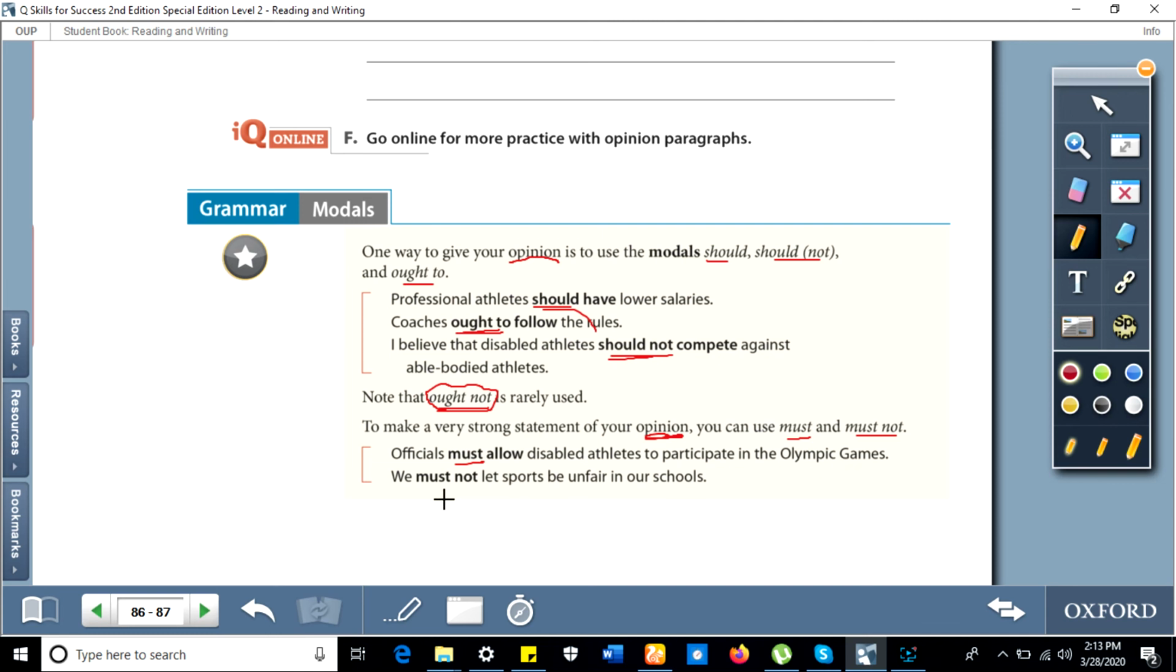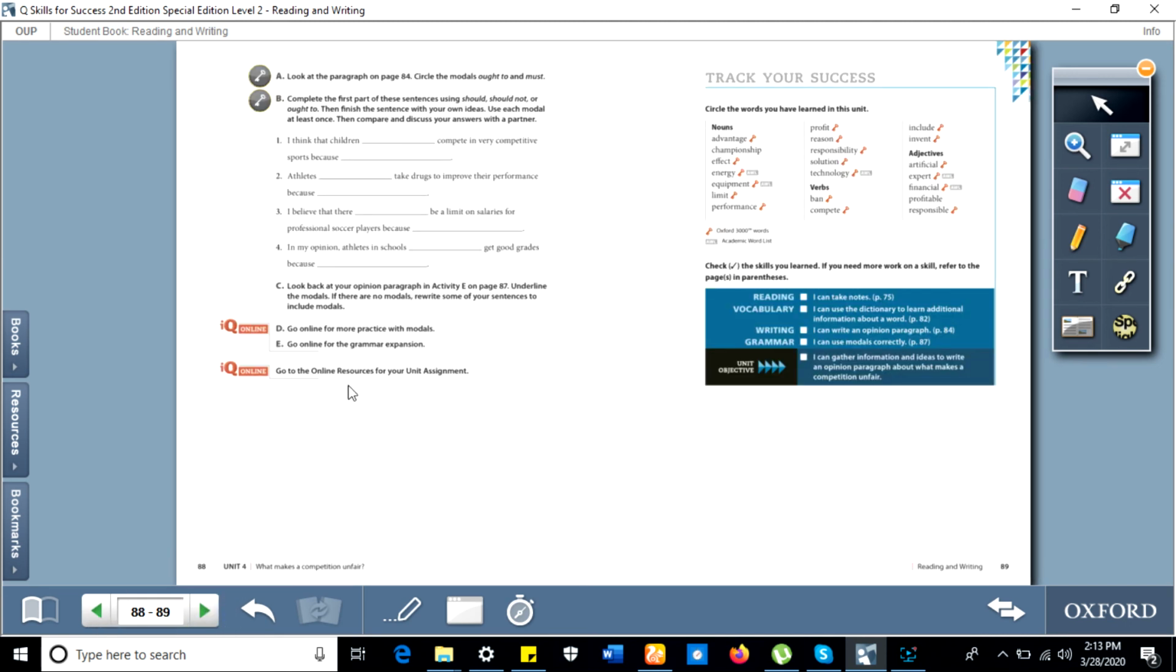So when you look here, you must not here also. You can use must not here. You must not let sports be unfair in our schools. So you can use must not here. Must and must not, right? So that's how you can make your opinion even stronger. And that's how you can complete this. You can do this.